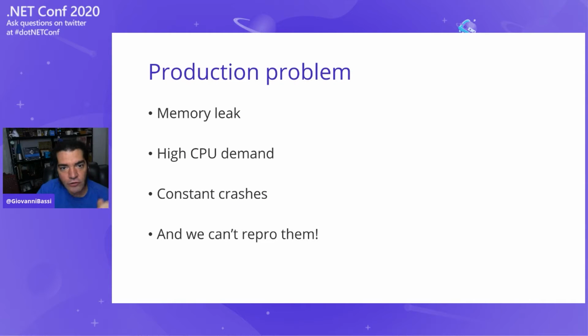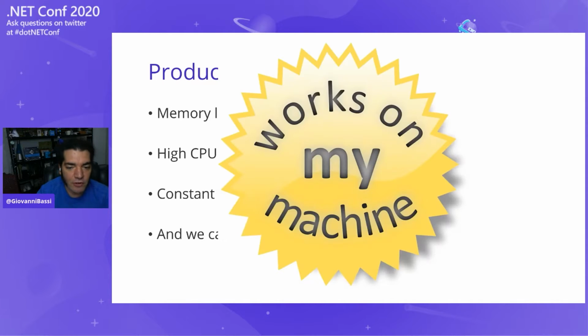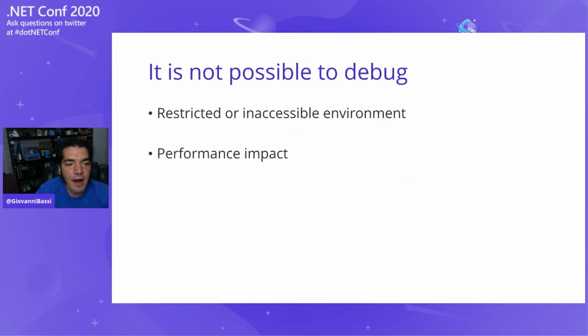Imagine you have a production problem, right? Your application is failing somehow and you are not sure why. You might have a memory leak, high CPU demand, or crashes which you cannot reproduce. You cannot debug them, and when you run this application on your machine, it works. The environment is restricted or inaccessible, or maybe you do have access, but debugging would impact the performance and the application cannot be impacted that way.